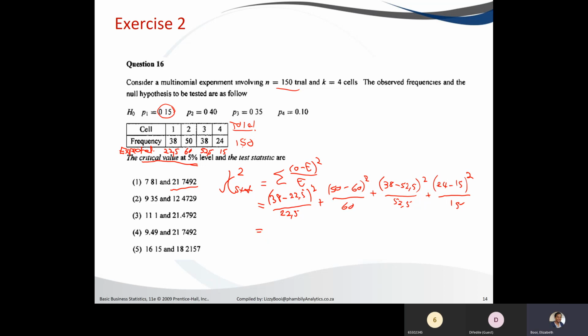I will do it quietly and write the answer. You can also do it so that we can check our answers together as well, if we get the same answers.